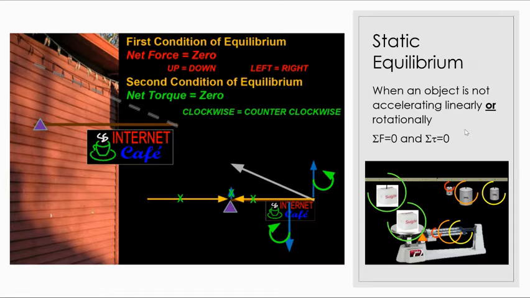And so in the situation where you have a hanging sign, it's important for your torque to be equal to 0 and your sum of forces to be equal to 0 in order for that sign to stay hanging. Okay. Another example is this scale that we can use in the science lab.